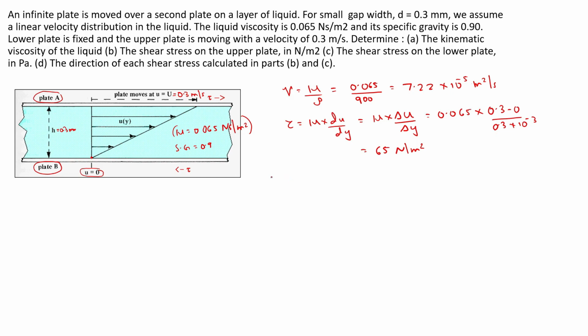So you can see that in the lower portion of the plate, shear stress will be in this direction, in the opposite direction, and in the upper portion the shear stress will be in this direction. The magnitude of both the shear stresses will be equal. So this is the shear stress in the lower plate and this is the shear stress in the upper plate. The directions are opposite.